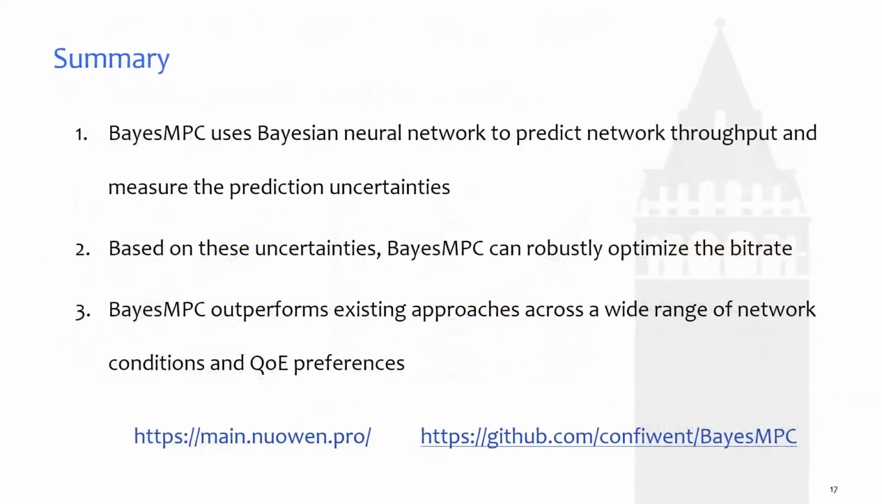As a summary, BayesMPC is a system that uses a Bayesian neural network to predict network throughput and measure the prediction uncertainties. It robustly optimizes the bitrate with these uncertainties, and it outperforms the existing approaches across a wide range of network conditions and QoE preferences.